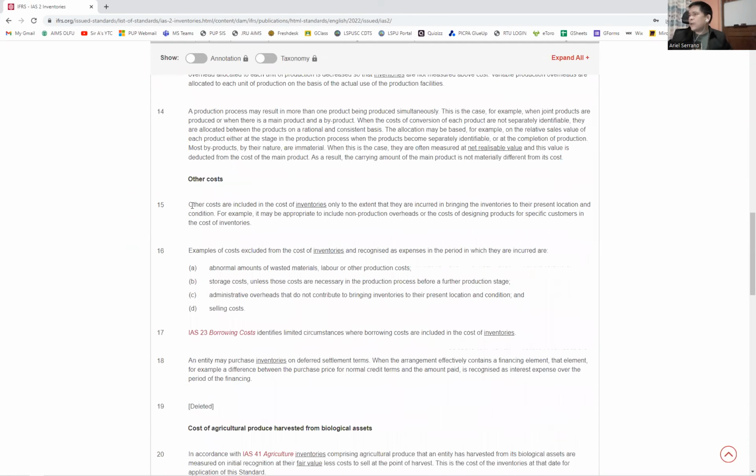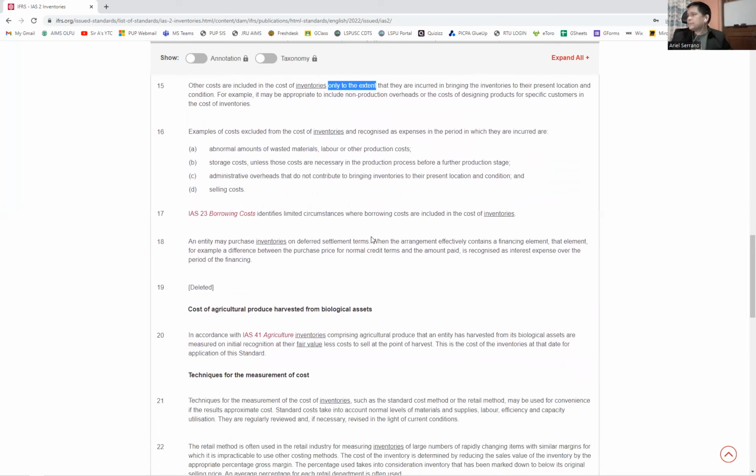Other costs are included in the cost of inventories. Please take note, only to the extent that they are incurred in bringing the inventories to their present location and condition. Okay? Other costs only to the extent that they are incurred in bringing the asset or that inventory to their present location and condition. Pag hindi po nag-fit dito sa criteria na ito, hindi po natin yan isasama.